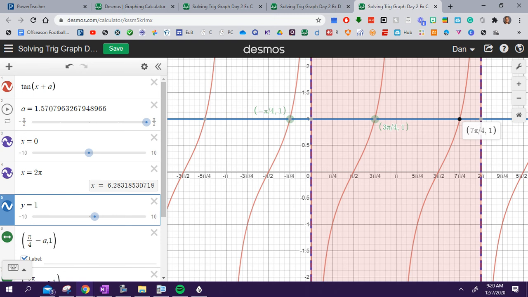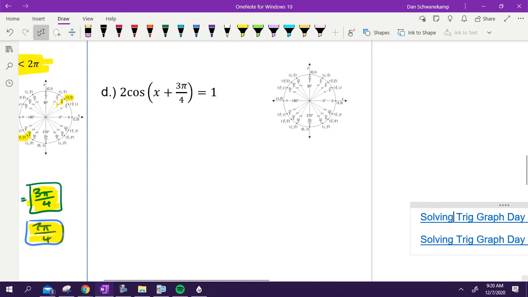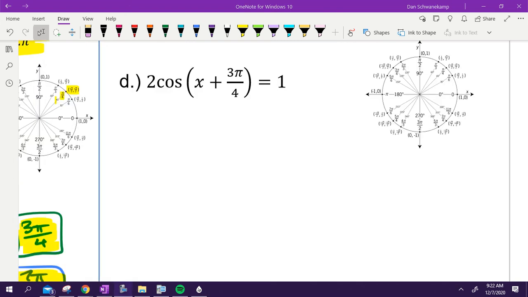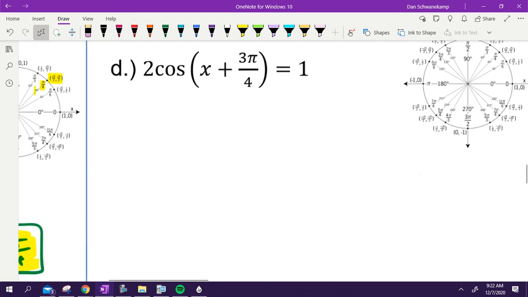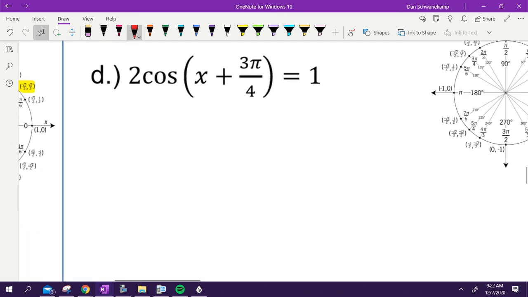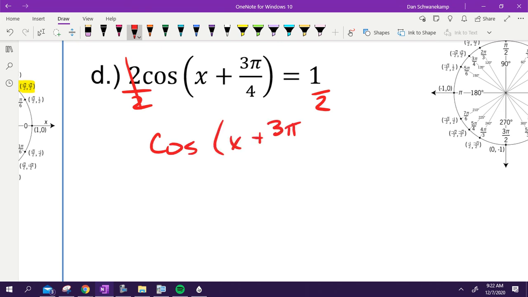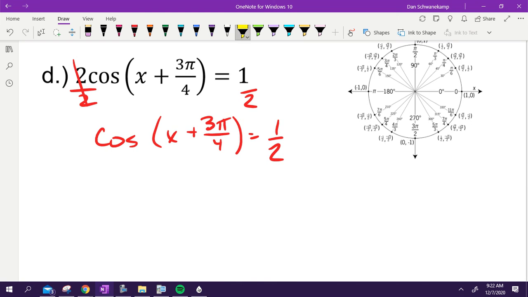Go. Try letter D. All right, so we're solving here. Kara, what did you do first here to solve? Divide by 2, divide by 2. That goes away. Cosine of x plus 3 pi over 4 equals 1/2. Wonderful. Then what, Kara? Inverse cosine. She wants to get rid of cosine, so she's doing inverse cosine.